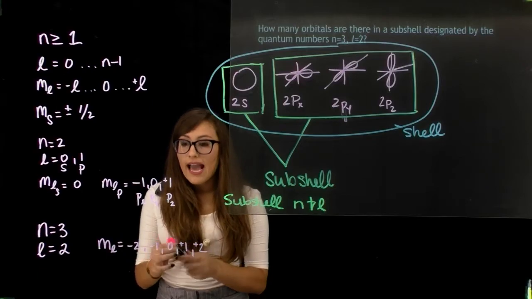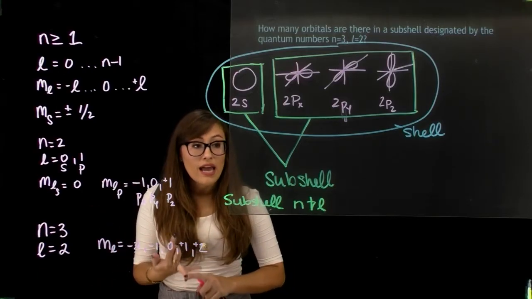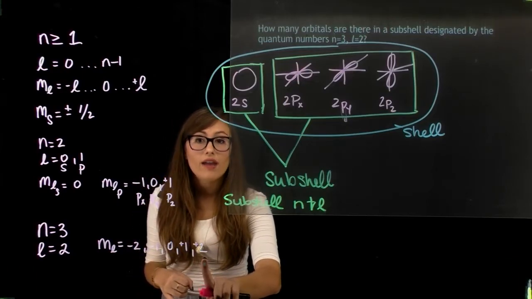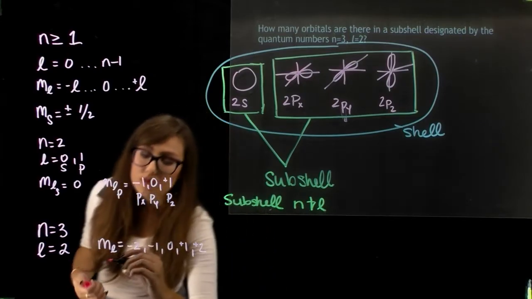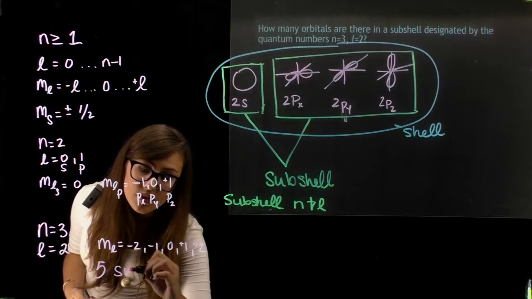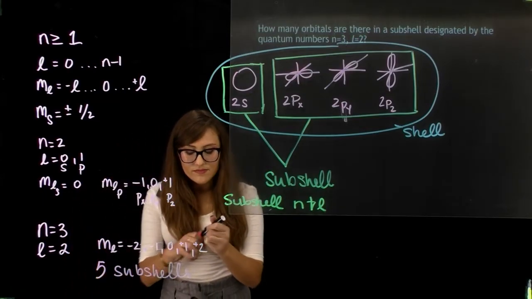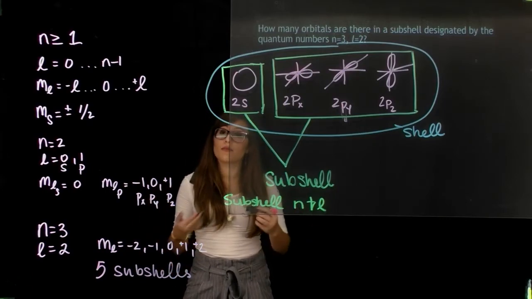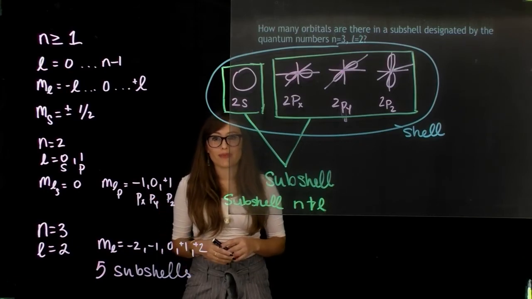So in this case, how many orbitals do we have with the same n and L? We have 1, 2, 3, 4, 5 orientations in space, so we're going to have 5 orbitals in this case. Remember, when you're approaching problems, it's important to understand what the question is asking for and what each component means.